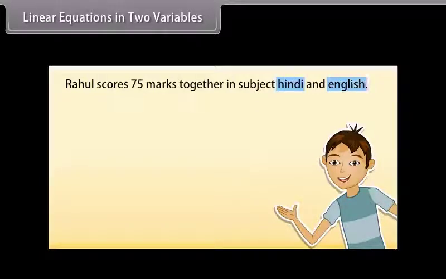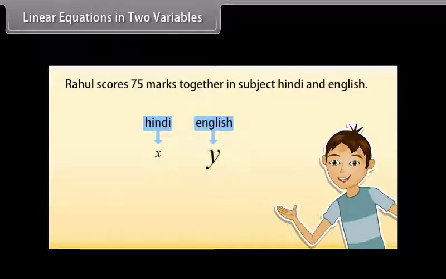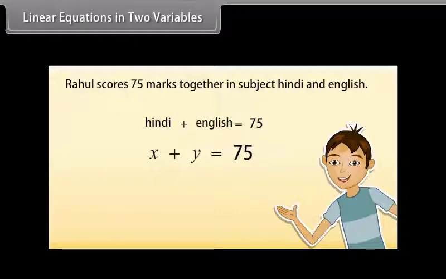Here you can see that the marks of neither of the subjects are known. That is, there are two unknown quantities. Let us use x and y to denote them. So, the marks scored in Hindi is x and the marks scored in English is y. So, x plus y is equal to 75 is the required equation. This is an example of a linear equation in two variables.